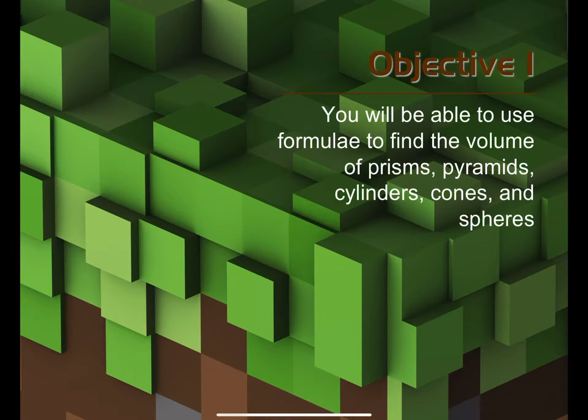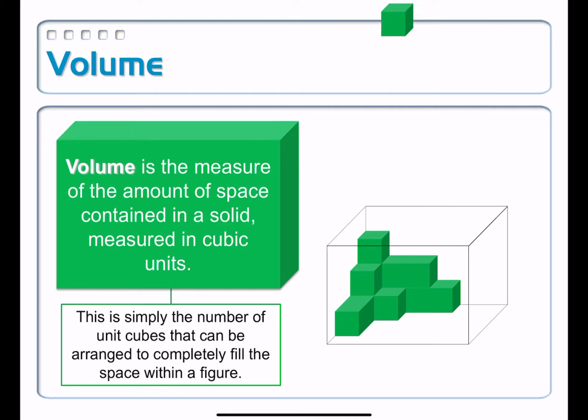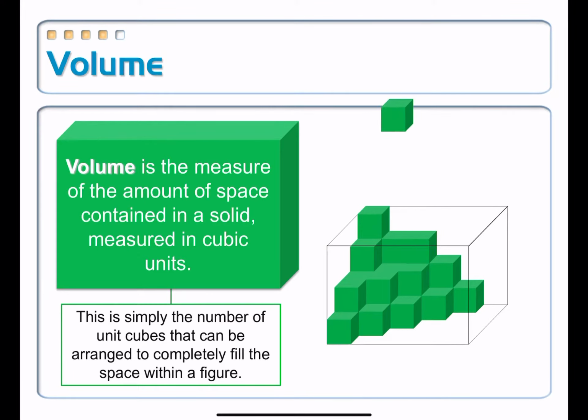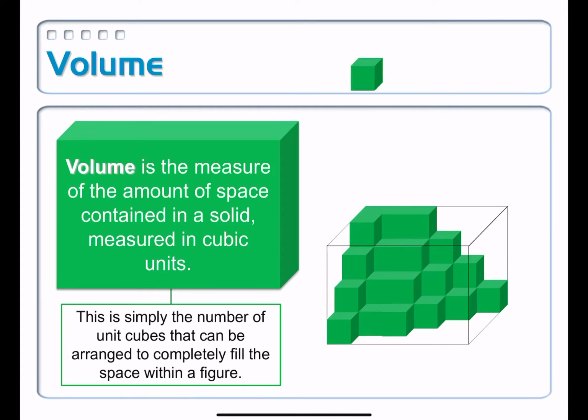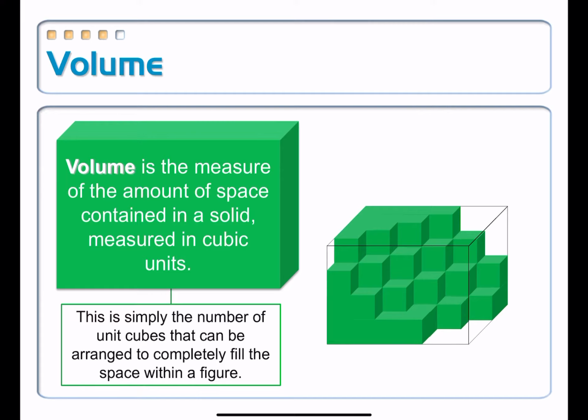Speaking of volume here, volume is the measure of the amount of space contained in a solid, and we measure it in cubic units. When we're talking about length, we're talking about singular linear units. How long is something? And when we're talking about area, it was square units. It was how many unit squares it would take to completely cover something. Now, volume is the number of unit cubes that it would take to completely fill an object up.